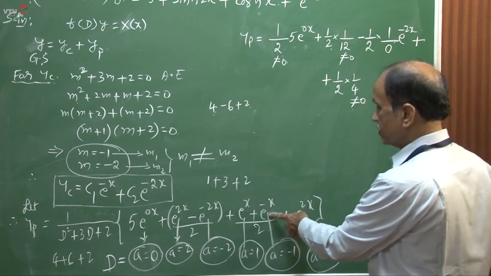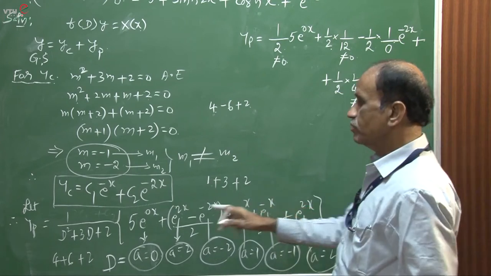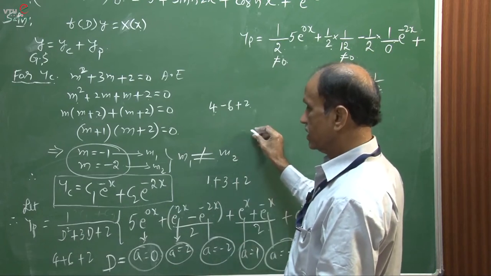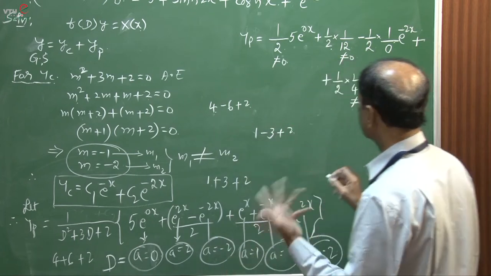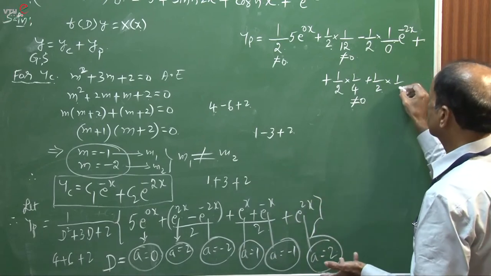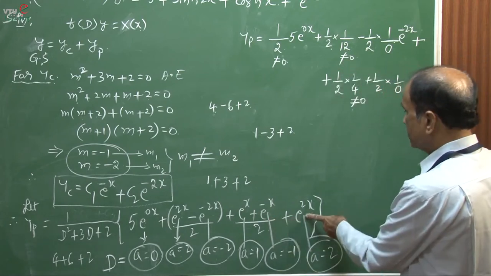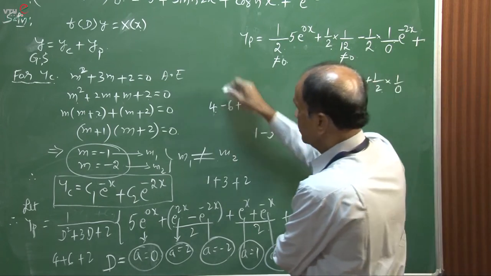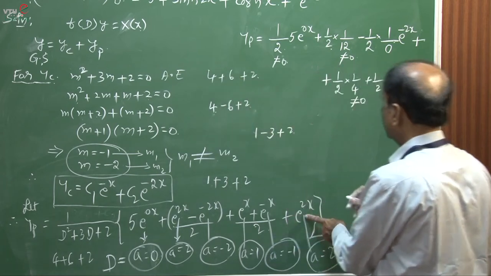Then the next term is plus (1/2) with a = -1, D = -1. D = -1 means 1 - 3 + 2, which is 0. This is also a case of failure. Yes, there are two terms with case of failure in this problem. Then the last term, e^(2x), that is 4 + 6 + 2, that is 12.